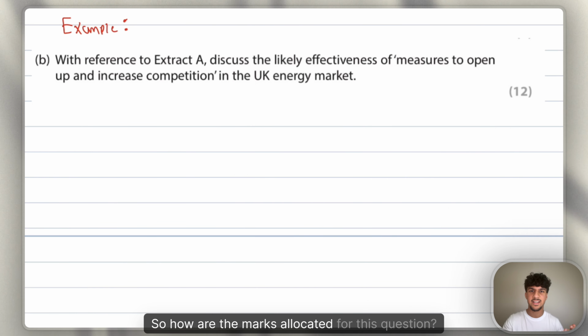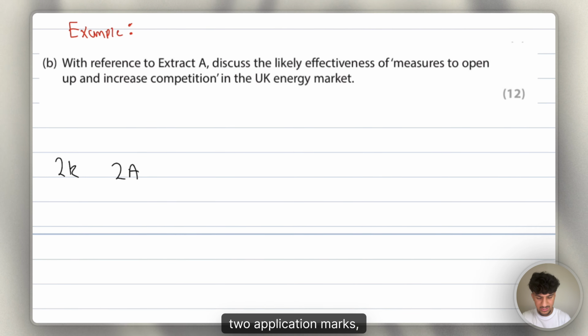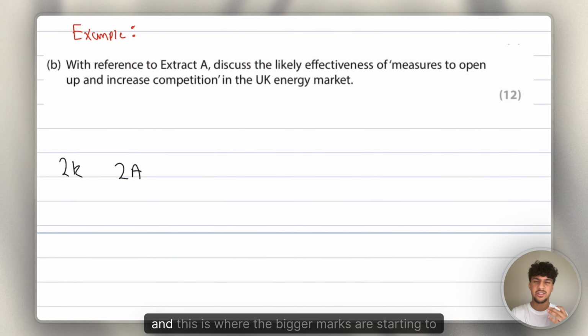So, how are the marks allocated for this question? It's 2 knowledge marks, 2 application marks, and this is where the bigger marks are starting to be picked up. So then we have 4 analysis marks, and just like your 10 mark question, you have 4 evaluation marks also. This is a discuss question. Your 12 mark question's command word will always be discuss.